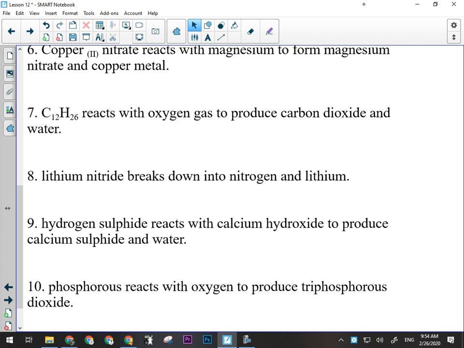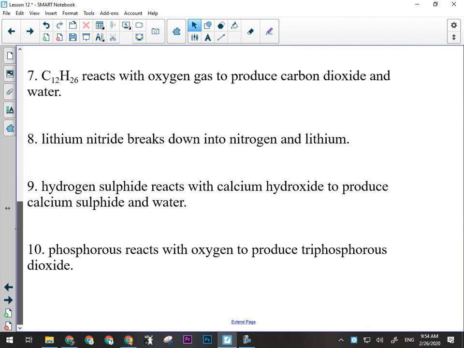So what I would like you guys working on right now are questions 7 through 10. Every couple of minutes I'll walk through another one, so you can compare your answers as we go. Remember that we're identifying the reaction type, we're writing it out in formula form, and we're balancing it. That's what we're doing today.